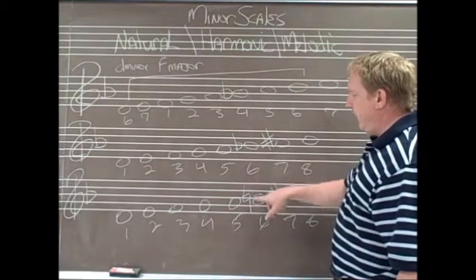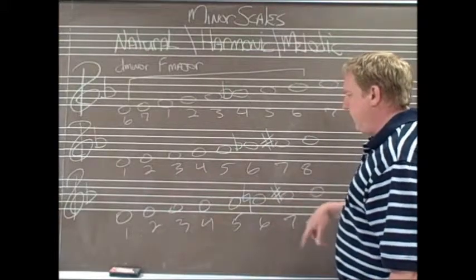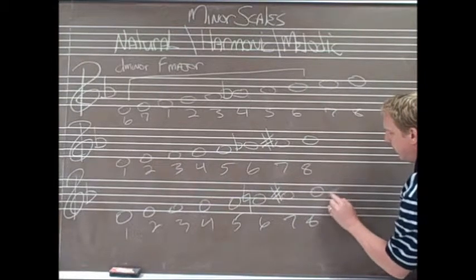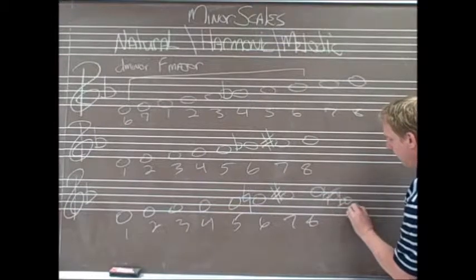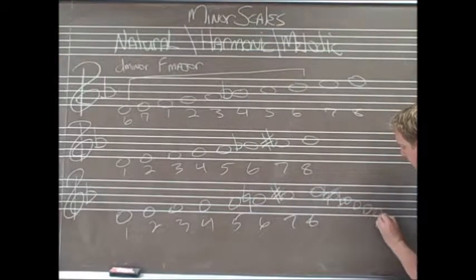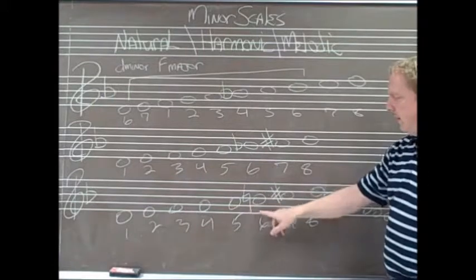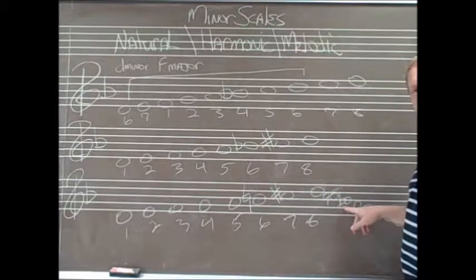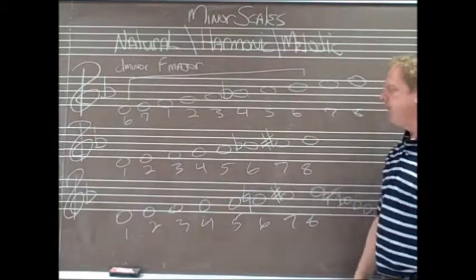Sixth scale degree is B flat. You raise it up a half step, you get B natural. Both sixth and seventh are raised going up, and then coming down, the notes are the same as the natural minor scale. So going up, sixth and seventh are raised. Coming down, the sixth and seventh scale degrees are lowered again. The same notes that are found in the natural minor scale.